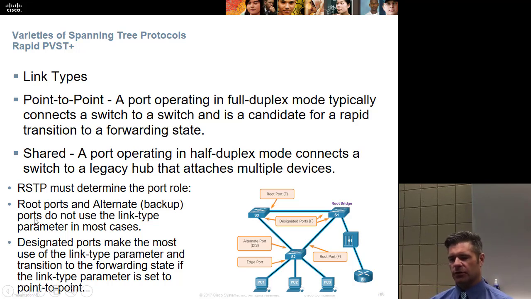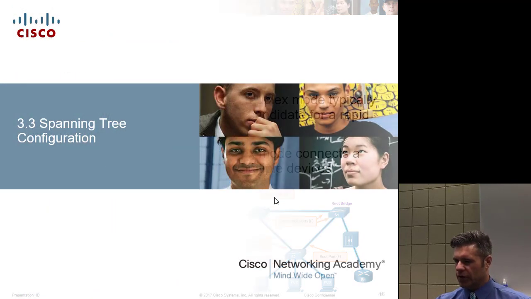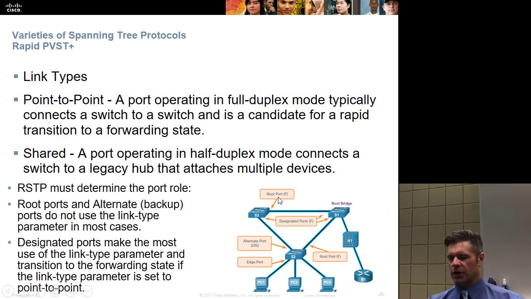RSTP figures out who's the root, who's the alternate, the backup port. Don't use link types in most cases. Nobody's using hubs these days. Designated ports make the most use of this link type parameter, and if it's set, they transition to forwarding super quick.